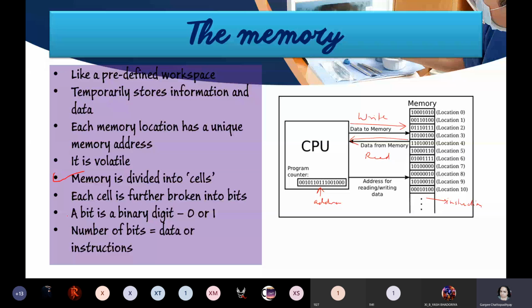Memory is divided into cells. Each cell is further broken into bits. A bit is a binary digit. Just read through these points once.